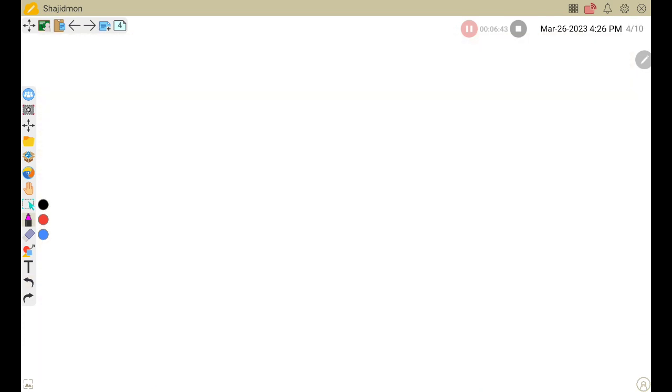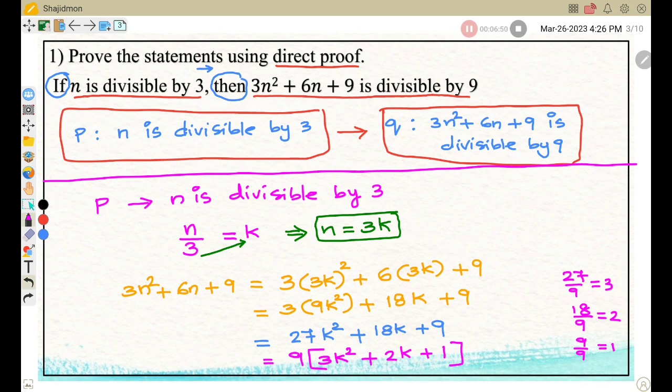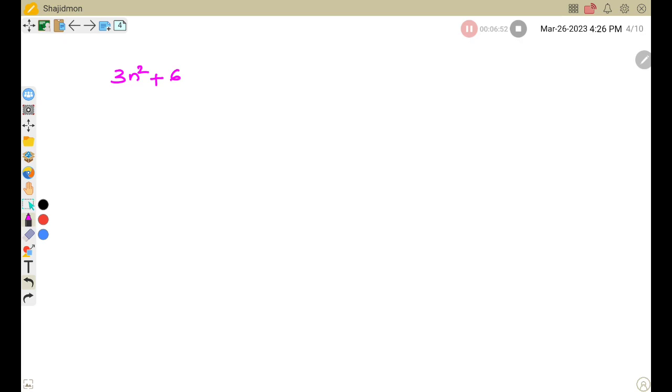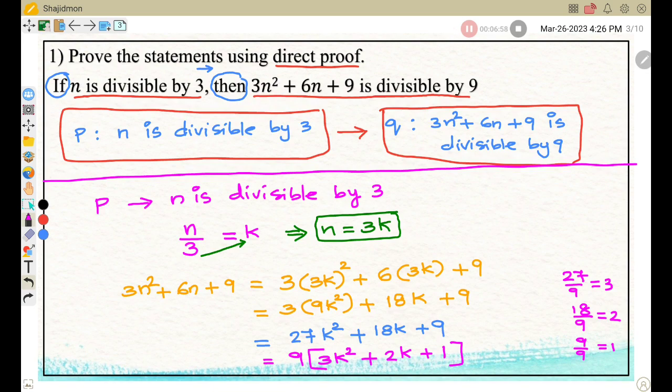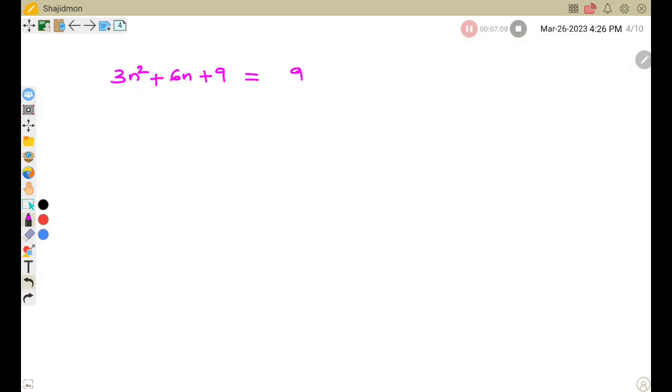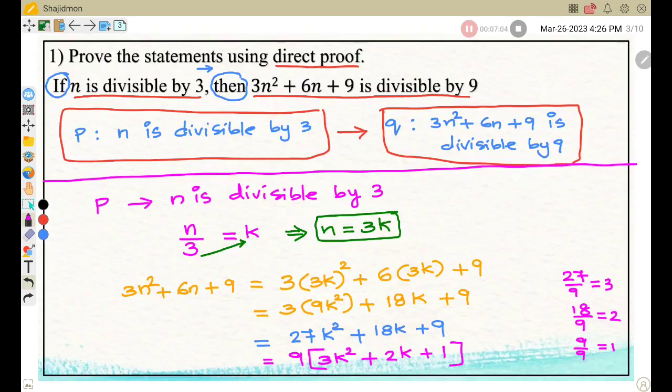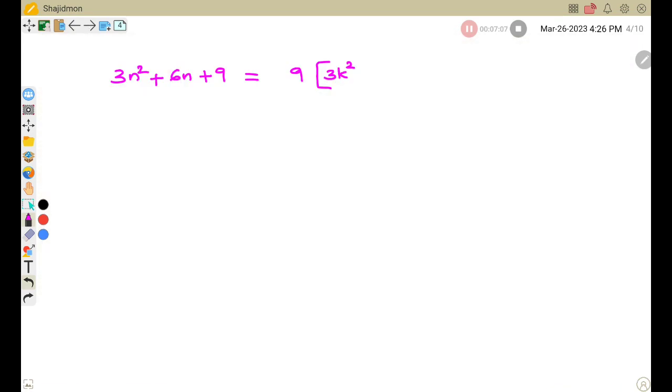So what we got, I will write on the next page, that is 3n power 2 plus 6n plus 9. When we simplify, what answer are we getting? We are getting 9 multiplied by 3k square plus 2k plus 1, correct?